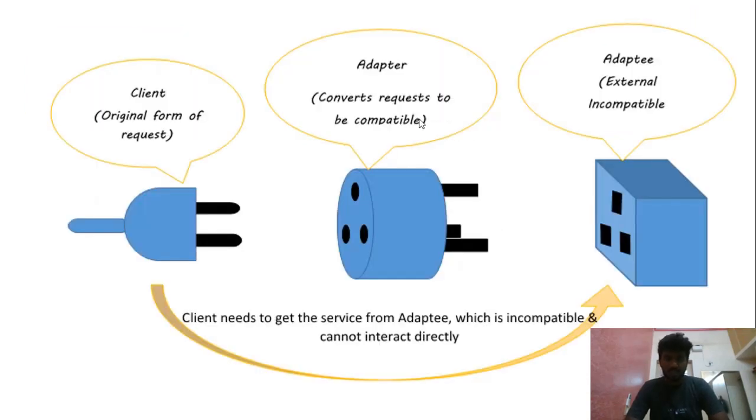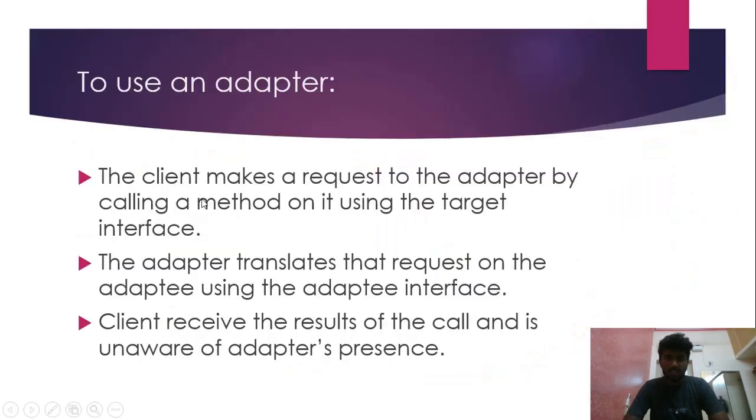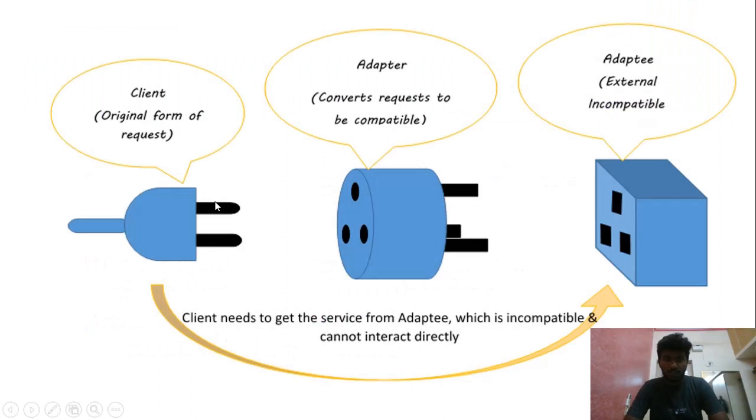So to understand the concept of adapter, here we see a simple example. Here this plug is called a client and this is an adaptee. Here the client needs the service of the adaptee, but it cannot work together with this adaptee because of their different interfaces, which is incompatible with this adaptee, which is a socket. So to make them work together, we will use this adapter pattern.